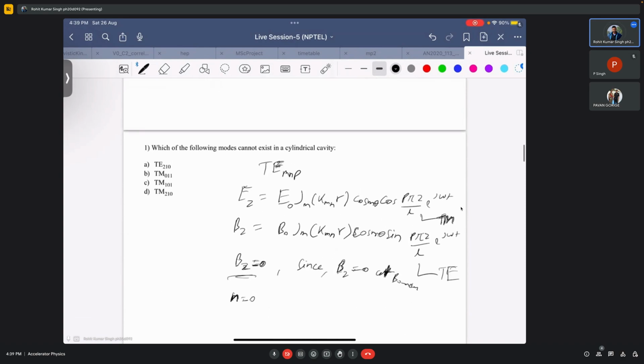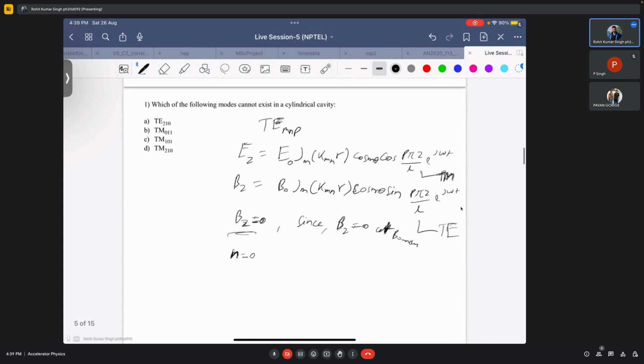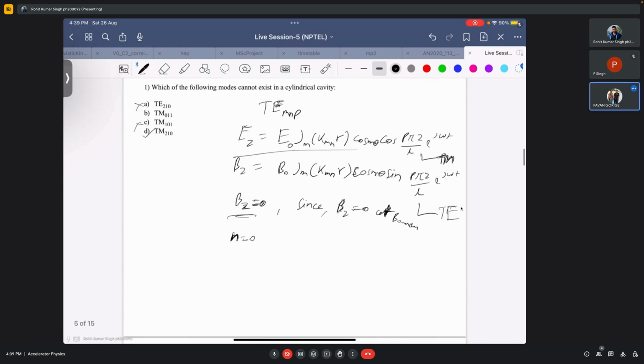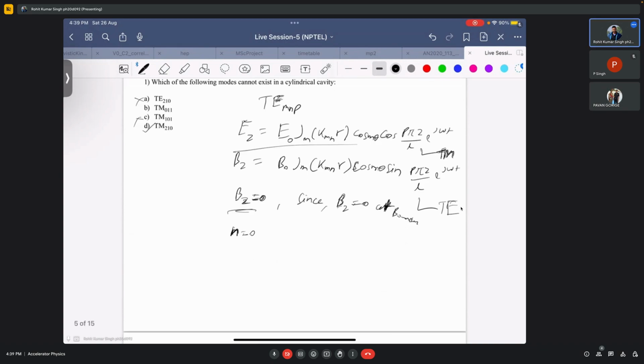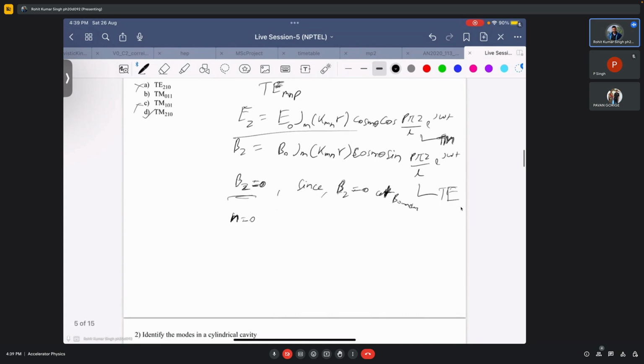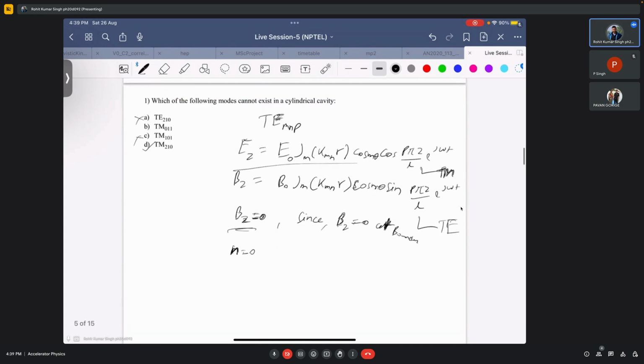The option C. Option C is not allowed. Option A not allowed. And then option D is allowed. 2 and 0 is in transverse mode. Even if the P is 0, we have Ez here, right? So you have to think like this. Looking at the boundary condition, you can make sure which modes are allowed or not.